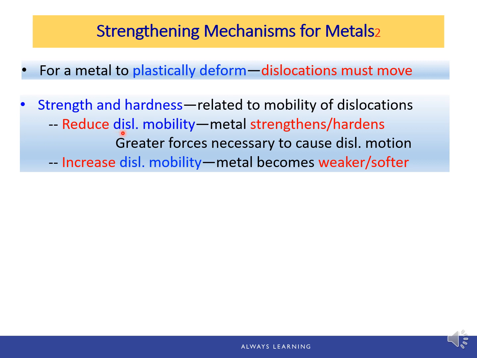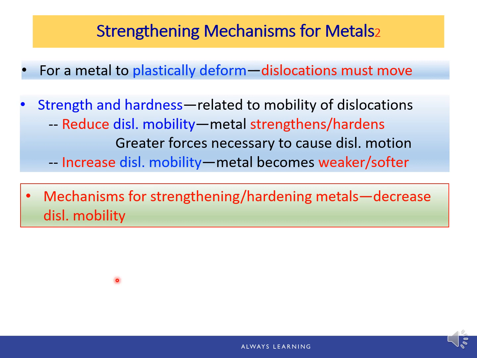If we reduce the dislocation mobility, that means the metal will be strengthened or hardened, and greater force is necessary to cause the dislocation motion. Again, that means the material is stronger. In contrast, if we increase the dislocation mobility, the metal will become weaker or softer or more ductile. So the mechanism for strengthening or hardening metals is to decrease the dislocation mobility.